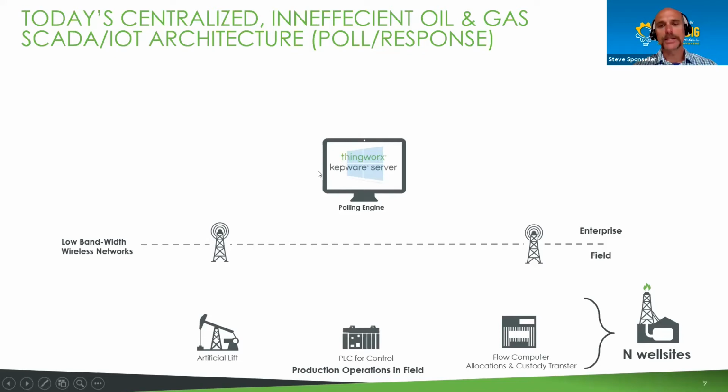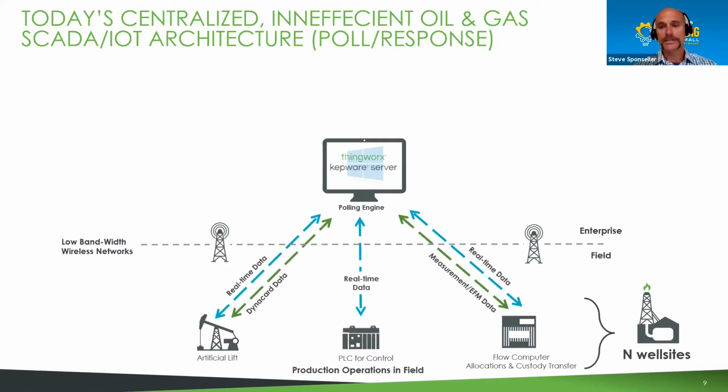So in this case, we're used as a polling engine. We poll all of these devices, and this example is just for one well site. There might be 1,000 well sites from a particular company using this one server to communicate real-time data as well as measurement data from the PLC and the Dynacard data, which is specific to those pump jacks. That is just a lot of data collection.